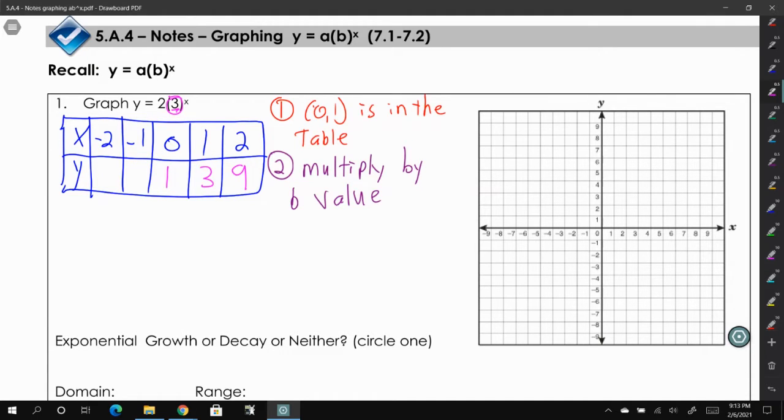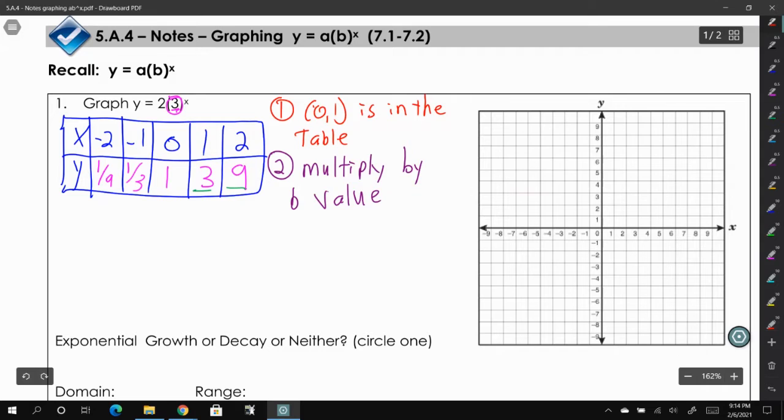And they say, well, what about the other two? When x is -2 and x is -1, what goes there? Well, we're going to go backwards, so then we have to divide by 3. So we get 1/3 and 1/9. You could also think of it as the reciprocal of these two y values. Remember, reciprocal is when you flip the fraction, so 3 over 1, you flip that and it's 1/3.